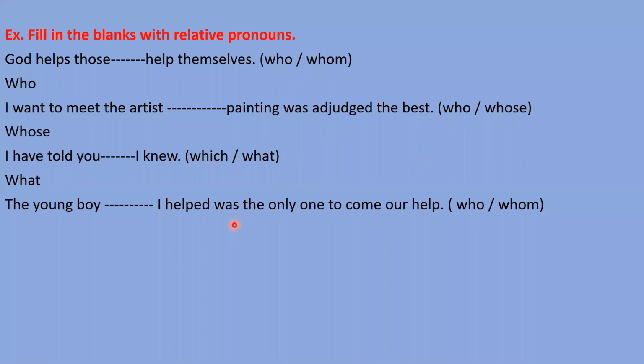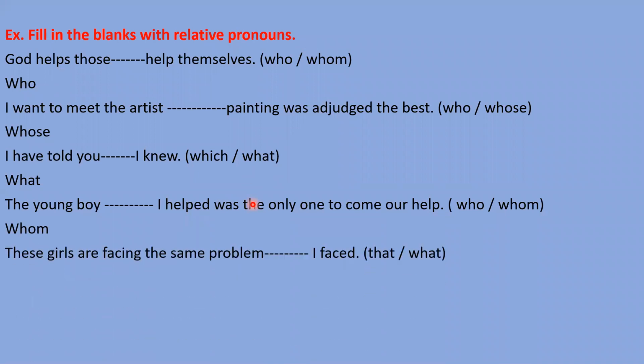Sir, first. Okay, actually here whom will come, because I need to write the object of this part. The young boy whom I helped, only he came to help me. Right? So I need to write the object of this relative clause. The subject is already given there. I is the subject, that's already given. So we can't write who, we have to write whom. Okay. Please mute yourself after giving the answer.